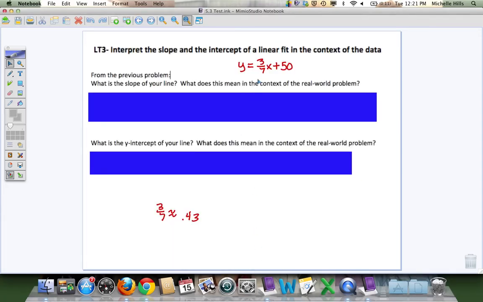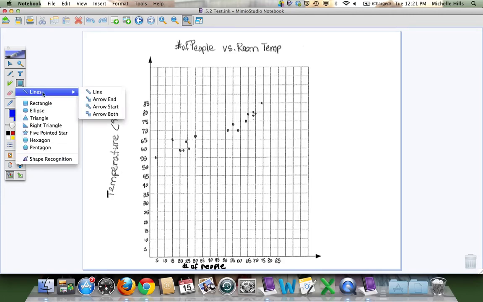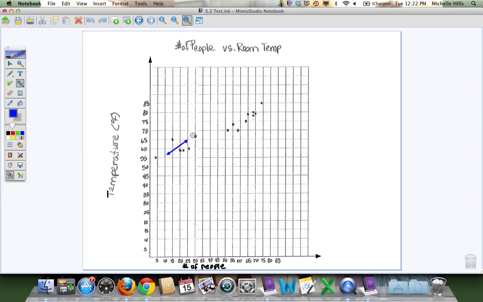So the 3/7, and 3/7 if I change it to a decimal is about 0.43. It's the rise over run of the line on the graph. So my line on the graph was roughly, and I'm not saying it was exactly this, but pretty close to this, let's say. It's a positive slope, and if I think of rise over run, it means a rise in temperature every time I increase the number of people.